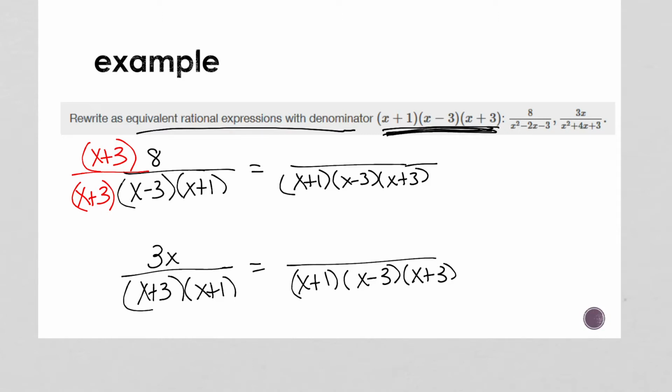Now, check out the bottom one. What are we missing? We're missing the x minus 3, right? So we're going to multiply the top and the bottom by x minus 3. Okay?